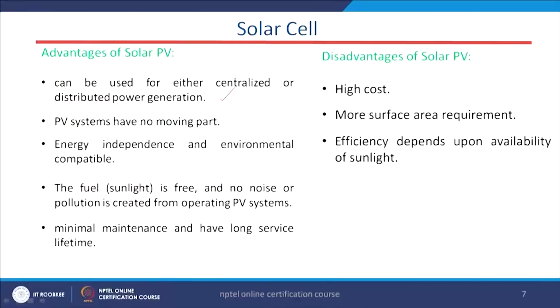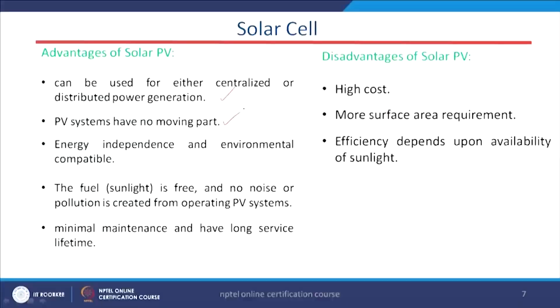Now, what are the advantages of this solar generation system? The first one is that it can be used for centralized purposes, and it can also be used for decentralized purposes. I can put a solar panel near my home, and from there I can supply power to different loads inside the home. Also, we can put the solar cell at a particular location, and from there supply power to different loads as well as to the grid. That is the first major advantage.